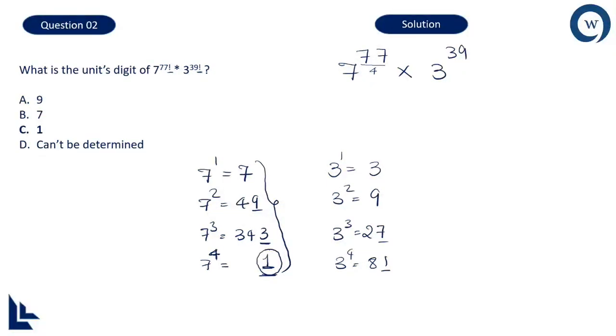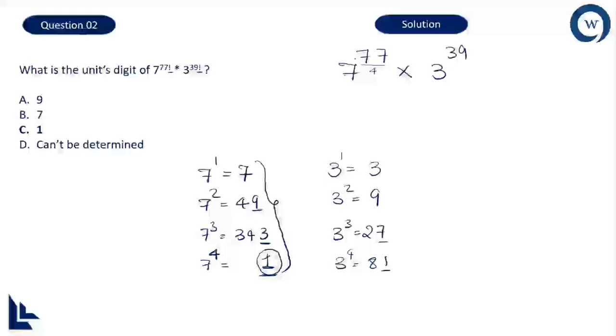76 is divided by 4. You know that 76 is the previous value, and that is completely divisible by 4, so 7 power 76 will provide 1 as the units digit. Now 7 power 77 is the immediate next value, right? That will definitely have the value 7.